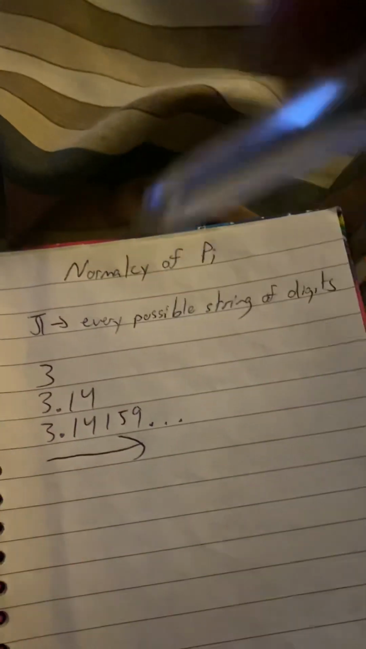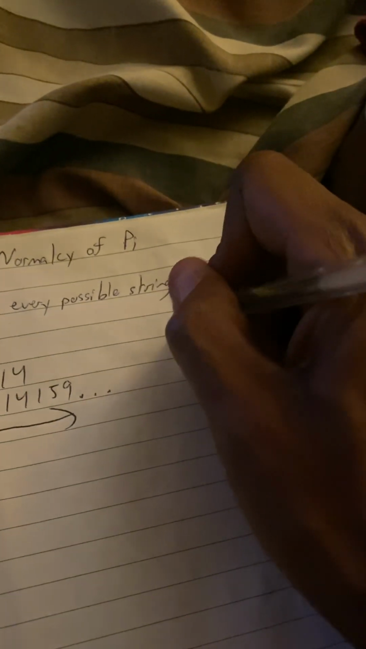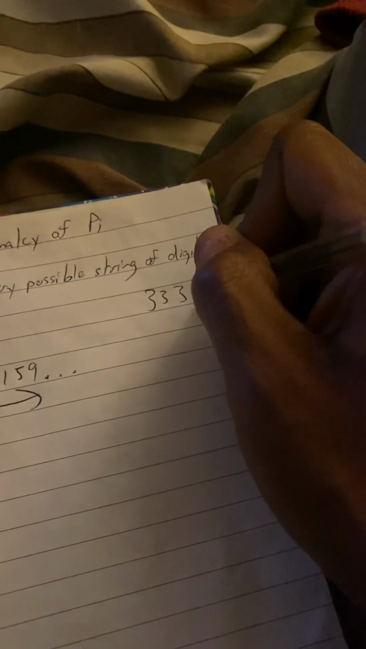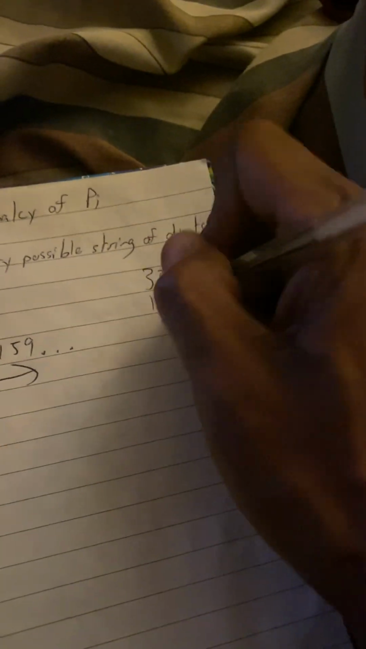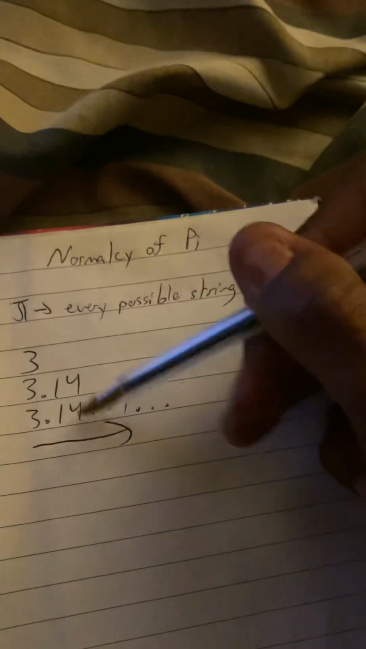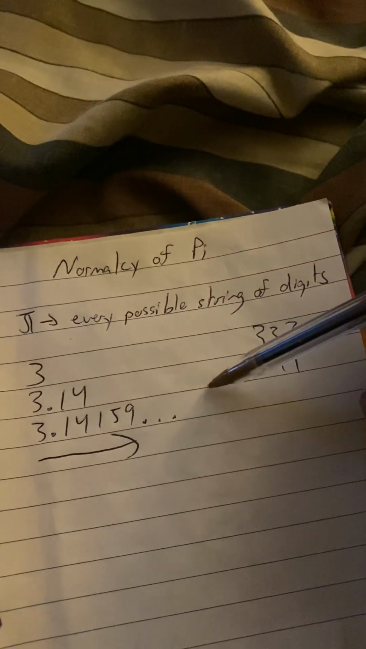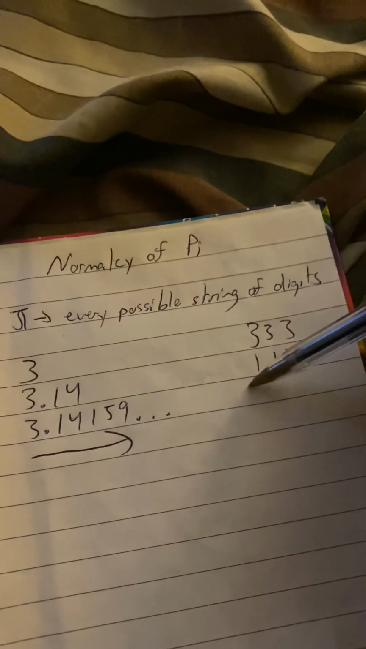But as you can see, I'm calculating it linearly. I'm calculating it on a flat surface, and I'm calculating it linearly. So I would have to wait until I got to the digits of pi. Let's say I want to find the digits 333 and possibly the digits 111, and see if both of them appeared in pi. Well, I'd have to calculate this all the way out until I saw 333, and then I would have to keep calculating until I also saw 111.